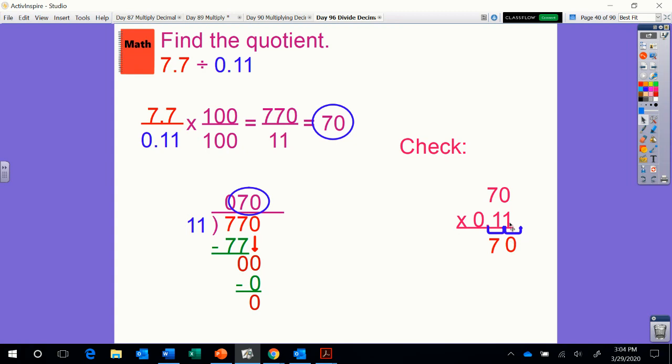1 times 0 is 0. 1 times 7 is 7. Then we need a placeholder 0. Now we're going to look at this. 1 times 0 is 0. 1 times 7 is 7. Let's add them up. We get 770.